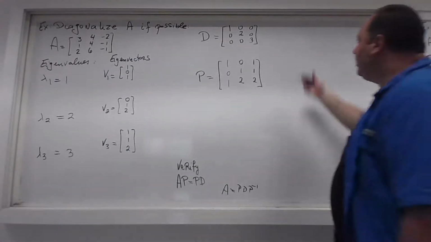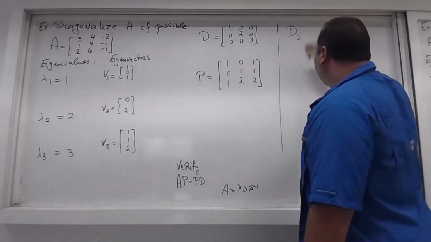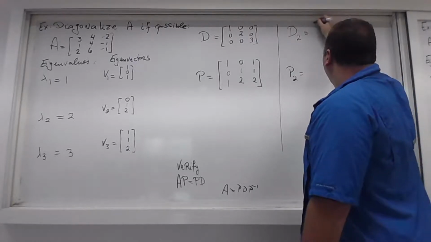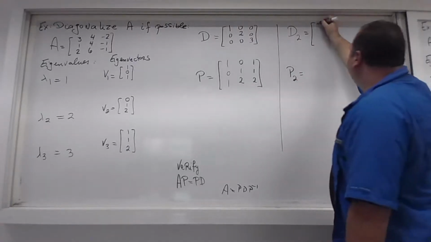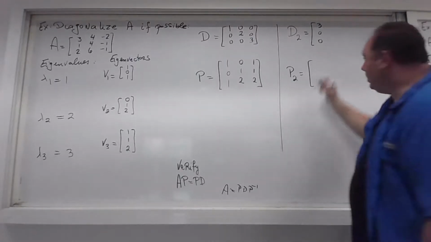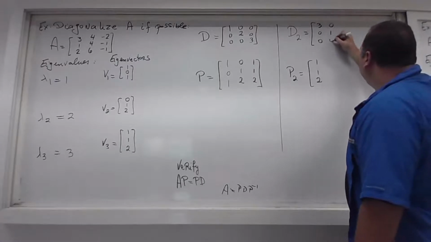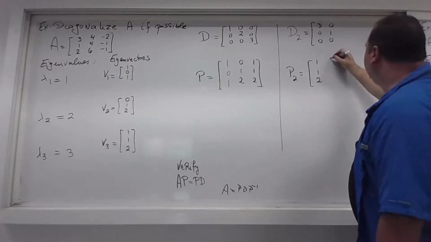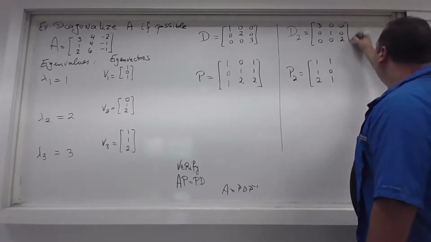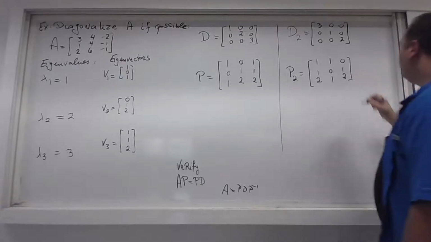Could I choose another order? Yes, no problem. So let's call them D2 and P2, for instance. Let's say I put 3 here, so I'll put the eigenvector corresponding to 3, which is V3. And then I put, let's say, 1 here, so the corresponding vector is (1, 0, 1). And then the last one, obviously, will be 2, so the corresponding vector is (1, 2, 1, 0, 1, 2).